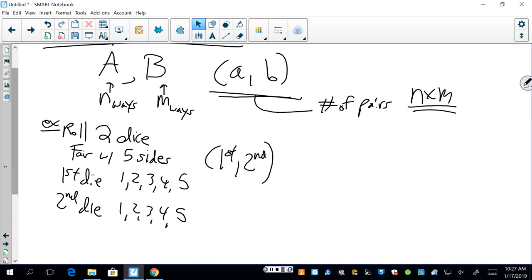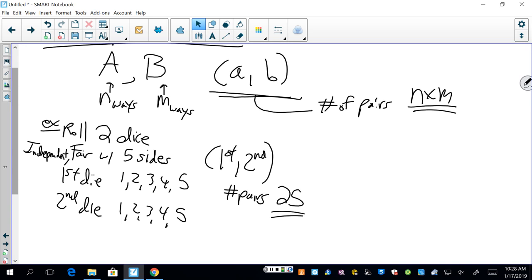25. Yeah, 25. So the number of pairs is 25, assuming these are fair, independent dice. So you're going to roll them. They're not going to be magnetized or influence each other in some way. And you can distinguish them. Maybe one's red and one's green or something like that. Or you roll one and record it and roll the other one and record it. So there's some physical thing to it.